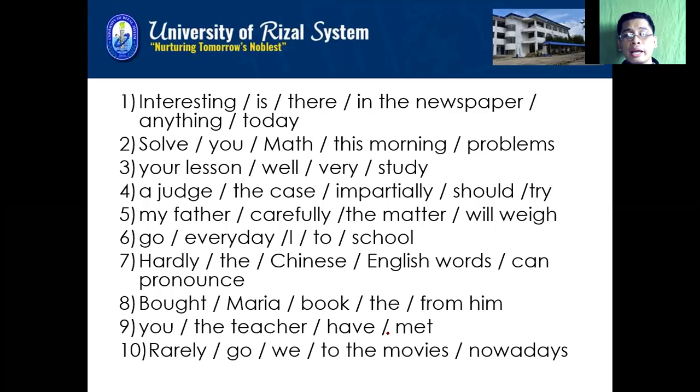So again, while you are answering the questions, the purpose of being particular with the sentence pattern is for us to be aware of how to arrange the different words in a sentence. If you're aware that an IO should be placed before the object or the direct object, then it will give you an idea kung how am I going to arrange the words. Okay?